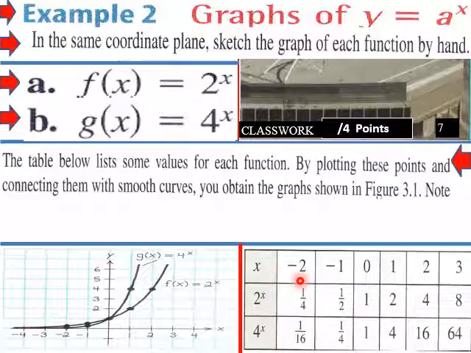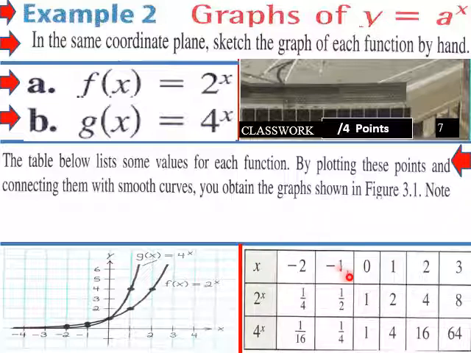So when x equals 0, this is always a great place to start for all of them. When x equals 0, for both of them, y would equal 1. So you'd plot that point there. And then when x equals 1, in this case, y would equal 2, and in this case, y would equal 4. So x equals 1, there's your 4. Then here's your 2. Plot those.